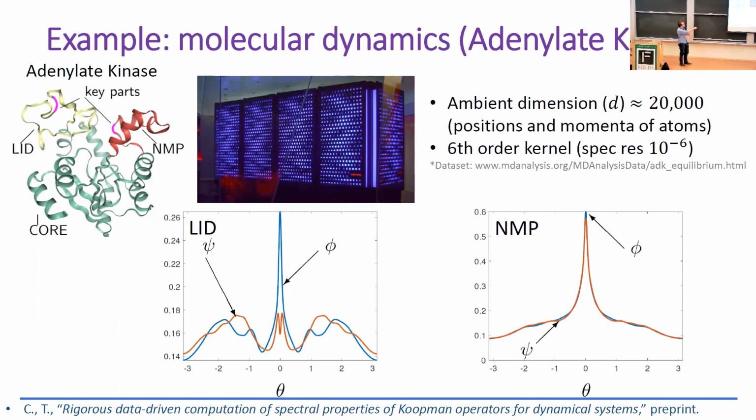And then there are two key parts here where you have dihedral angles that give you that shape. These are the observables that chemists care about. They want a fingerprint of the dynamics, to look at the dynamics of the shape of this thing. To do that, you pick these dihedral angles as your G for the spectral measures. That's what these plots here are showing. This is a 6th order kernel with a spectral resolution of roughly 10 to the minus 6.